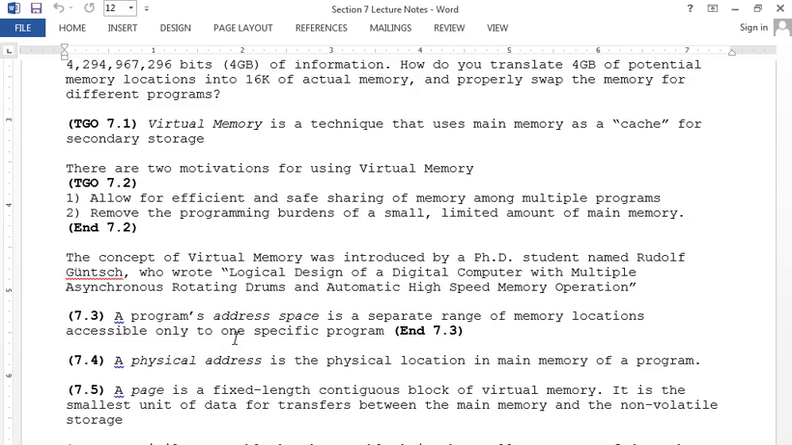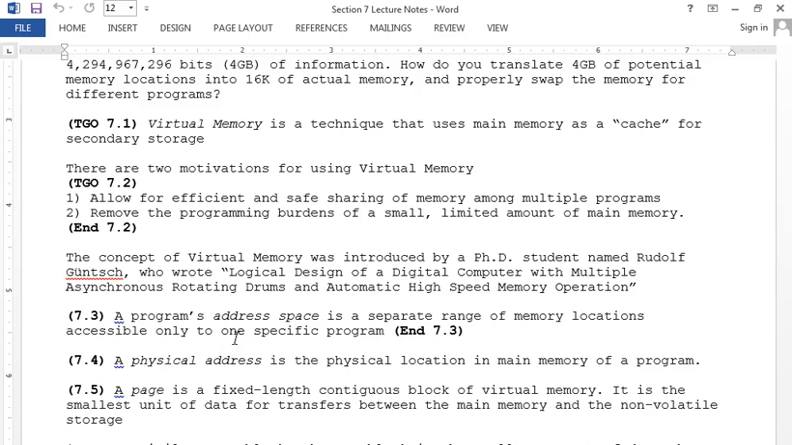The second is to remove the programmer's burden of a small, limited amount of main memory. So for example, with 16K, you don't have to say you can only code programs that can fit in 16 kilobytes of memory. As you can imagine, that's not very big. So you can take advantage of swapping back and forth in order to do this.